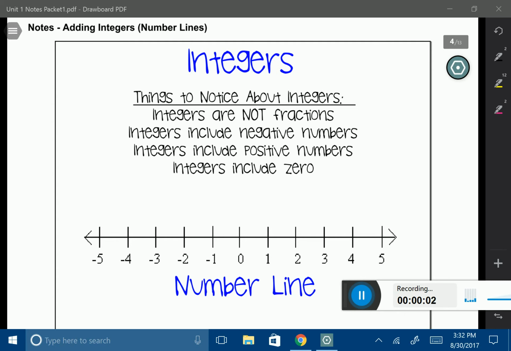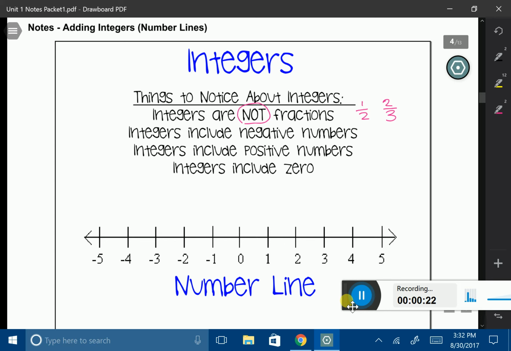In this lesson, we're going to talk about integers. Let's talk about some things to notice about integers. First of all, an integer is not a fraction. So an integer is not a number like 1/2, and it is not a number like 2/3.